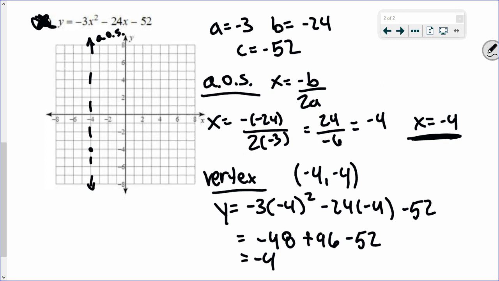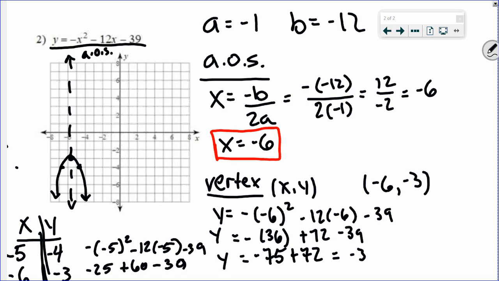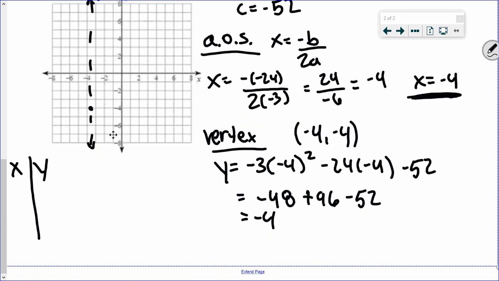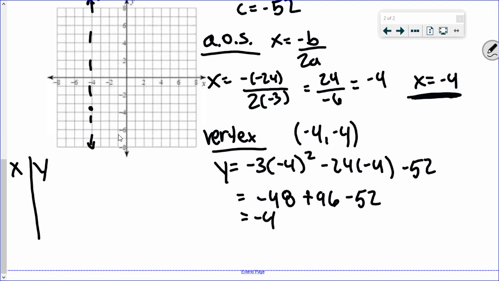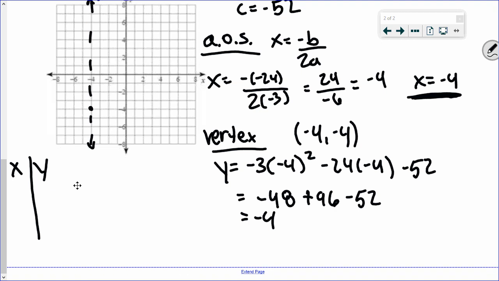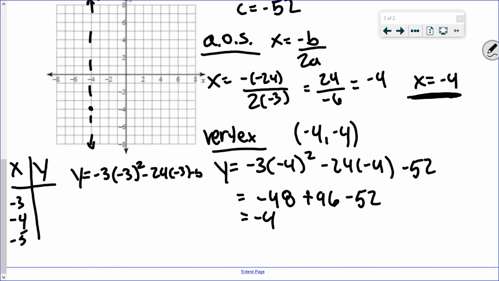Here you're making your t-chart. Again, for picking x values, pick ones that are around the vertex. So the vertex was negative 4, so I could probably plug in negative 3 or negative 5. We know that's going to cause that reflection across the axis of symmetry. Well, let's just plug in negative 3 because it's the smaller number. So negative 3 squared minus 24 times negative 3 minus 52. Plugging negative 3 into the original equation.